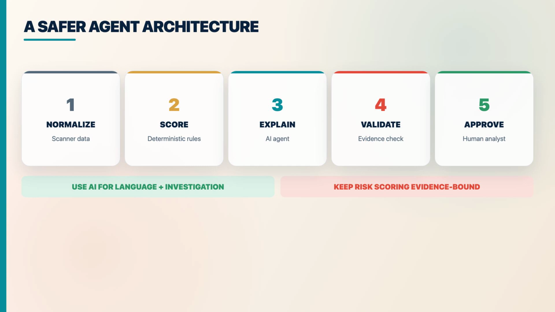A validator should reject any sentence that introduces evidence not present in the source record. Finally, a vulnerability analyst reviews the queue before tickets, exceptions, or production changes move forward. That architecture uses the model for language and investigation while keeping risk scoring evidence bound and reviewable.